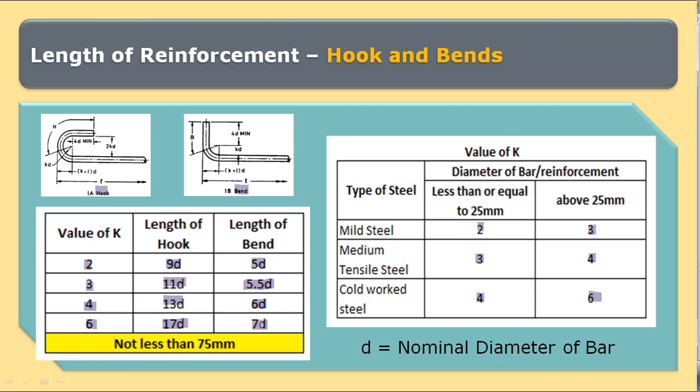In no case, the length of hook and bend should be less than 75 mm. Now this is the length which is provided for the cutting of the reinforcement. So for hook and bend, minimum 75 mm additional length is to be provided in the straight bar so as to make hook or bend.